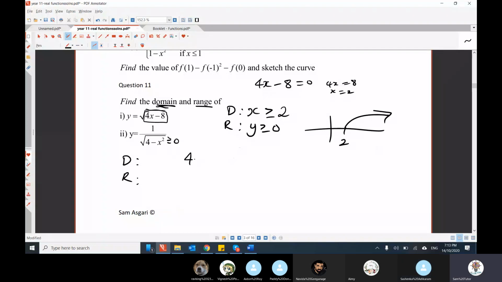4 minus x squared. What you girls missed was when you solve this and you square root, you actually have 2 answers. Plus minus 2 equals x. So be careful when you square root, it's not just positive 2, it's plus minus 2.